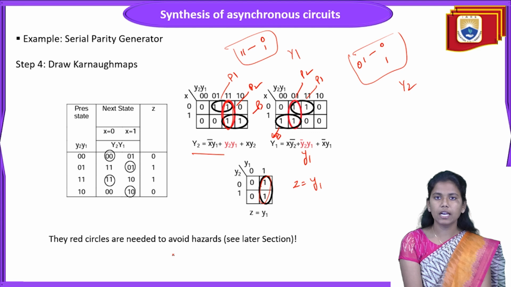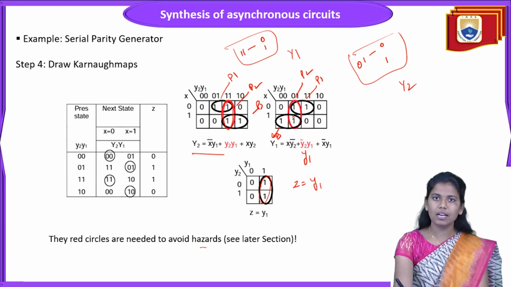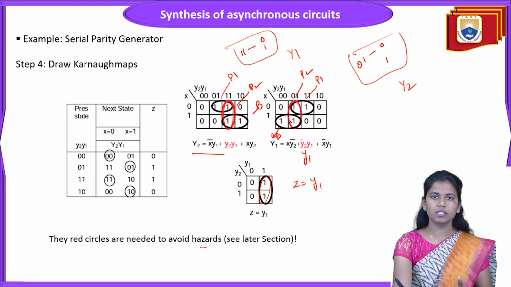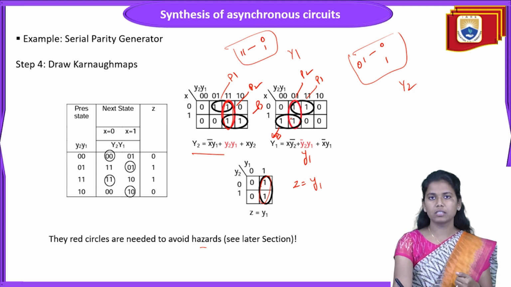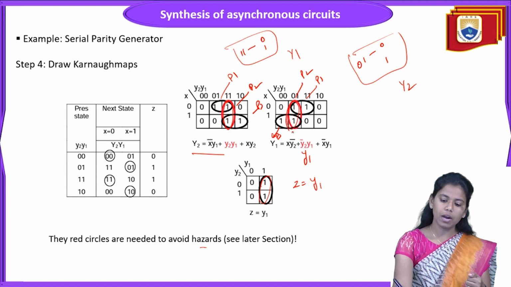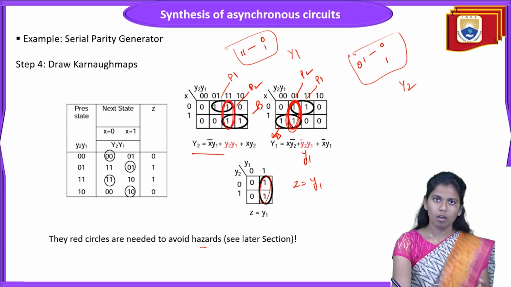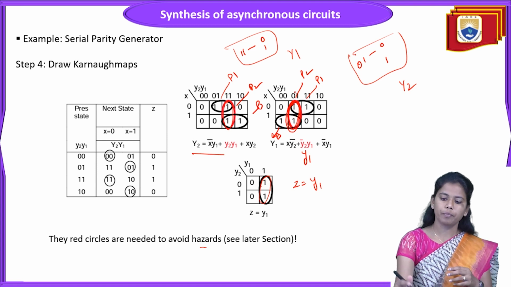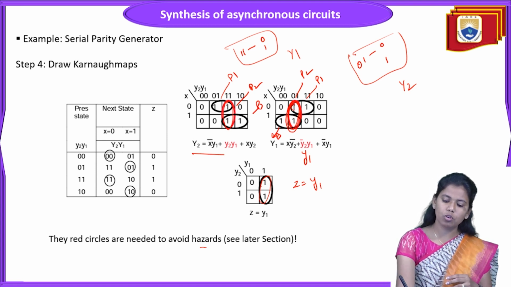So the red circles are needed to avoid hazards. Avoiding hazards means avoiding the severe consequences, and the important thing that we have to consider is the red marked bits. So in order to avoid the hazards, always remember that we have to consider the actual pairing. Okay, this one has got paired and this one has got paired.